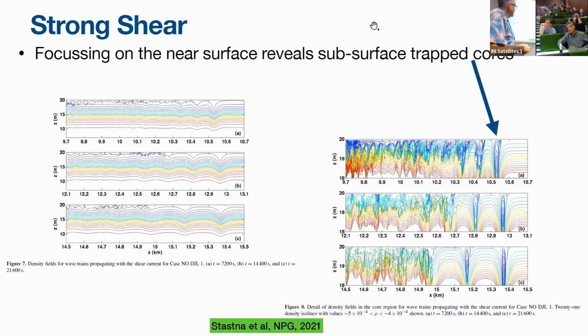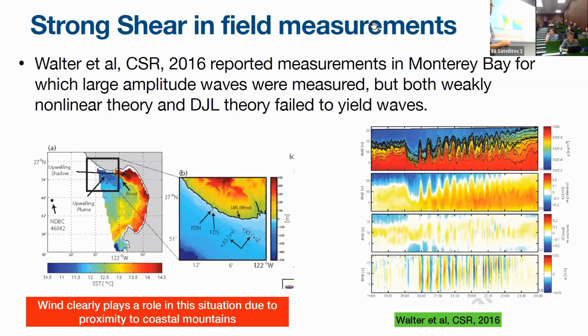So the hypothesis is when shear is strong, you get a new kind of wave, which is more or less a vortex. You can see it, sorry, I keep losing this over here. And then the isopycnals get wrapped around that vortex, which is my hypothesis of why the DJL theory doesn't work for this case.